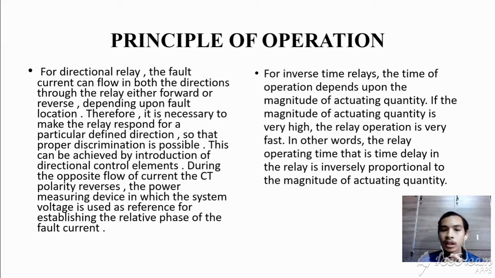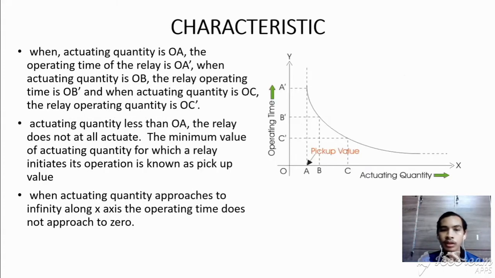If the magnitude of the actuating quantity is very high, the relay operation is very fast. In other words, the relay operating time, that is the time delay in the relay, is inversely proportional to the magnitude of the actuating quantity. This is the characteristic of the inverse time relay. Let's look at the graph.